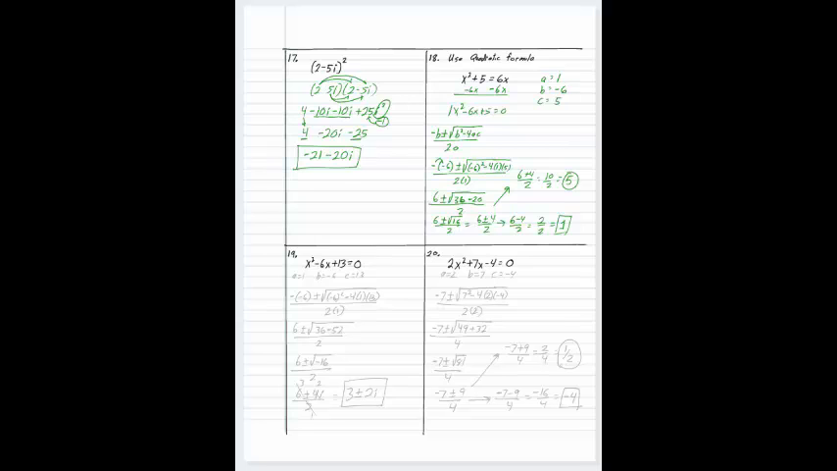For 19, let's use quadratic formula again. So A is 1, B is negative 6, C is 13. So I have minus negative 6 plus or minus square root of negative 6 squared minus 4 times 1 times 13, over 2 times 1. Two negatives make a positive. 6 squared is 36. 4 times 1 times 13 is 52, over 2.